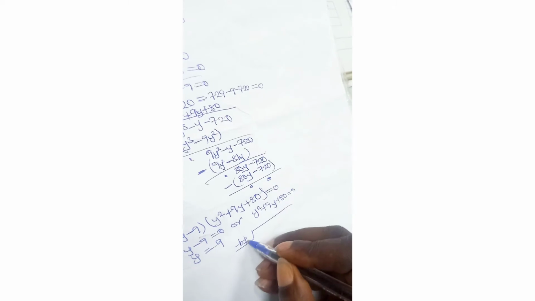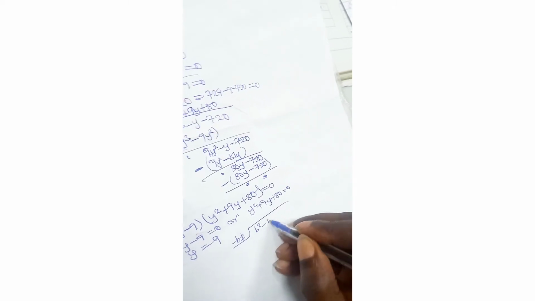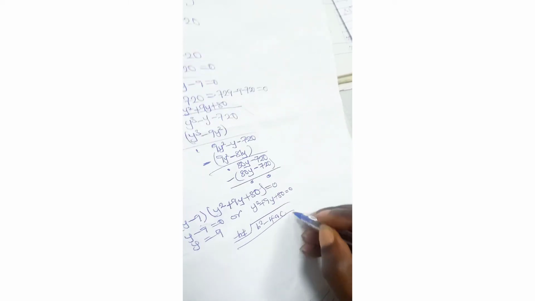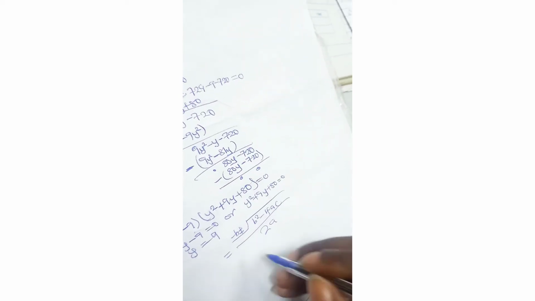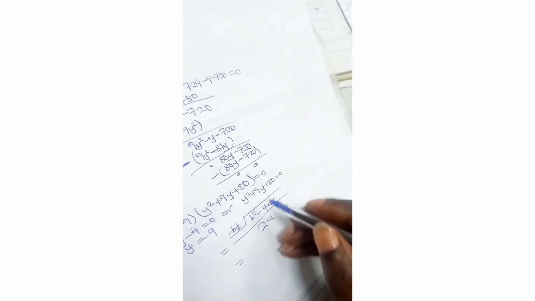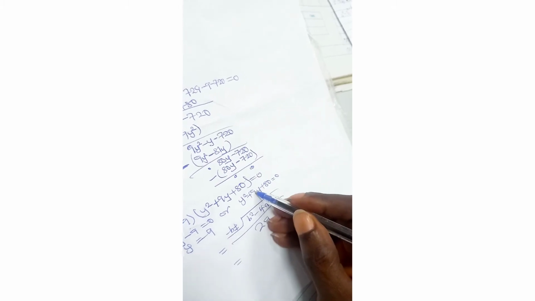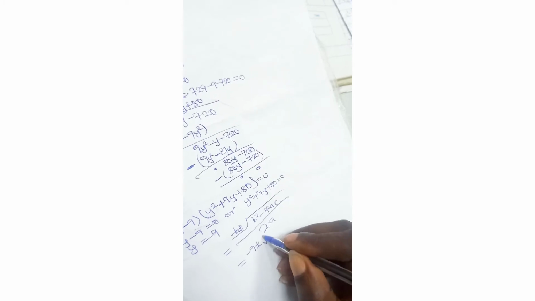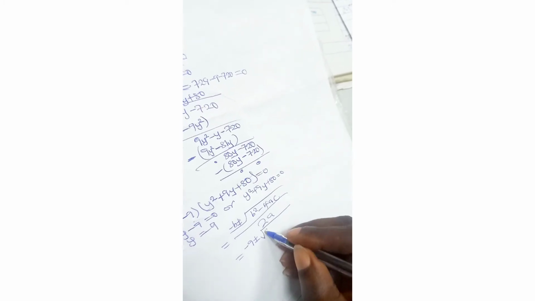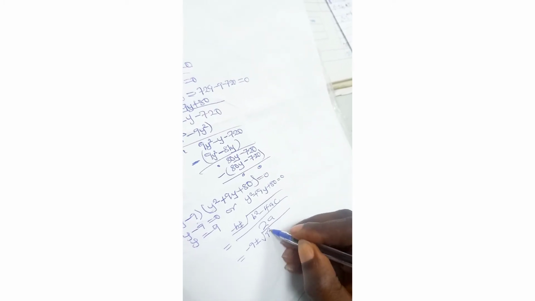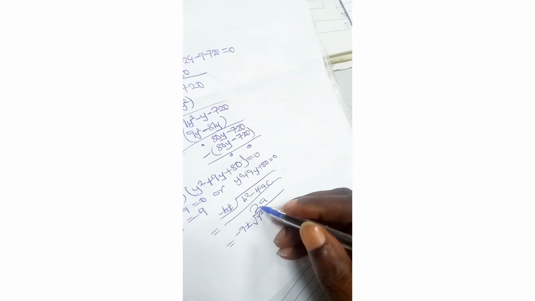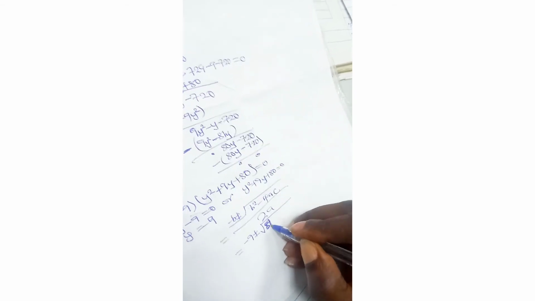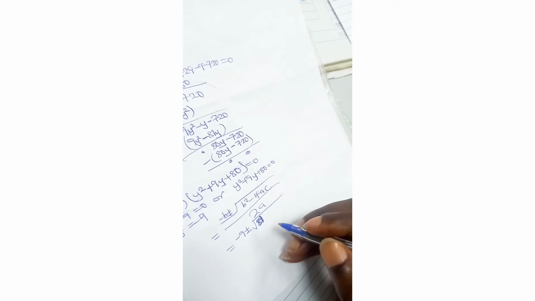Minus b plus or minus the square root of b squared minus 4ac, all over 2a. Now this is going to give us, what's our minus b? Our b is 9, so you are going to get minus 9 plus or minus, what's our b? 9. That's 9 squared, which is going to give us 81.